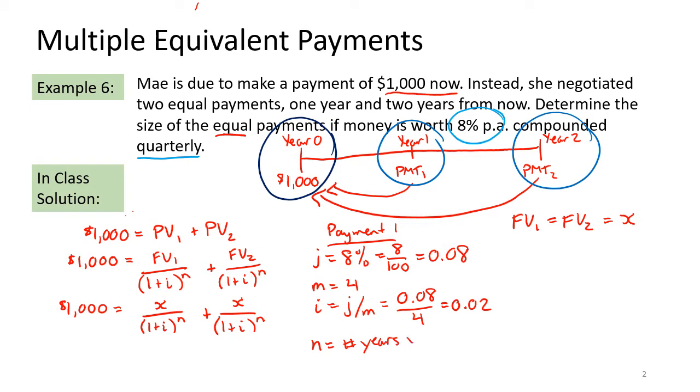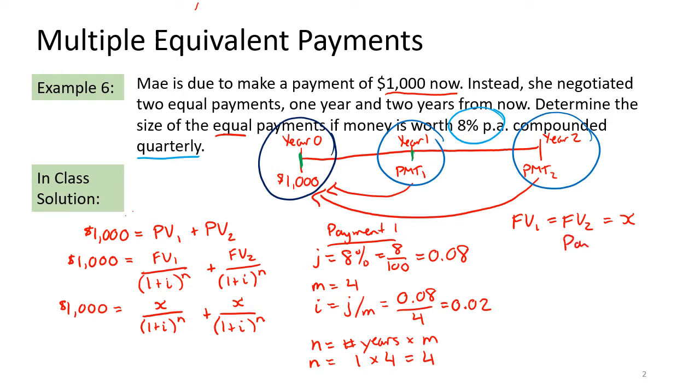Now for this payment, the number of compounding periods is equal to the number of years multiplied by the number of compounding periods per year. It's simple. We're given in this question that the difference from here to here is 1 year. So n is equal to 1 multiplied by 4, the number of compounding periods per year, and we get an answer of 4.